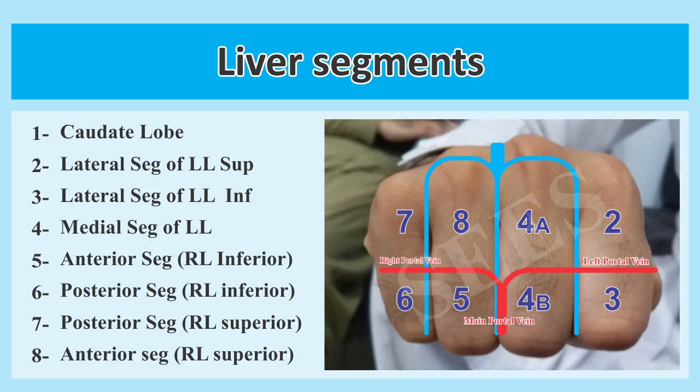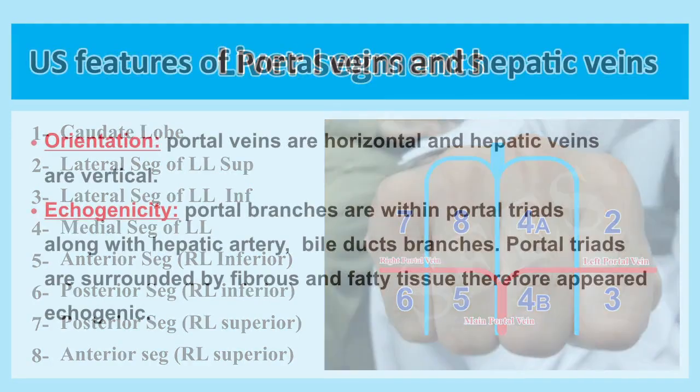The fifth is the anterior segment of the right lobe, which is lying inferiorly. The sixth is the posterior segment of the right lobe, which is also inferior. The seventh is the posterior segment of the right lobe, which is lying superiorly. Eight is the anterior segment, which is lying superiorly.